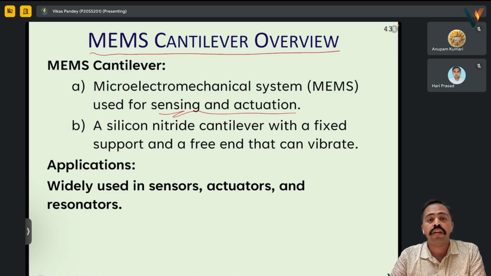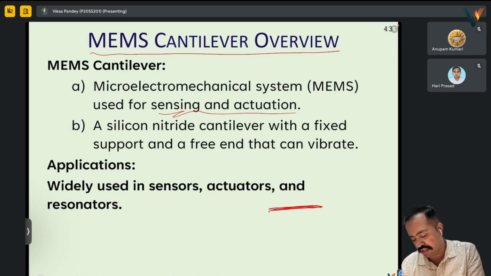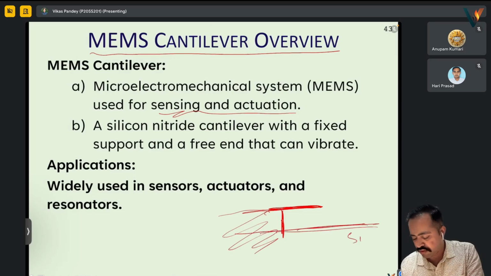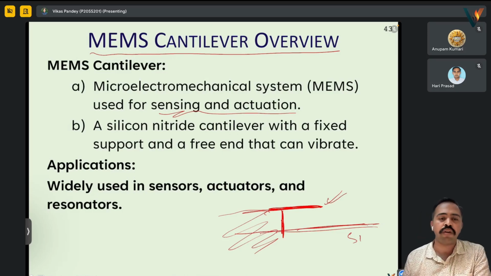So one common use is making a silicon nitride cantilever that can vibrate, and we can find out the resonance and all. Like I showed, this silicon nitride thin layer, and then below it is silicon etched. And this side it is all solid. And then again below it we can have silicon. So this structure will be a cantilever. It is commonly used in sensors, actuators, and resonators also.